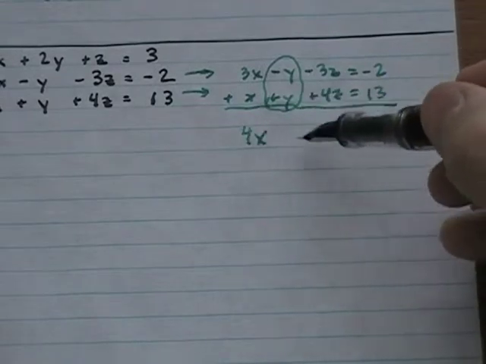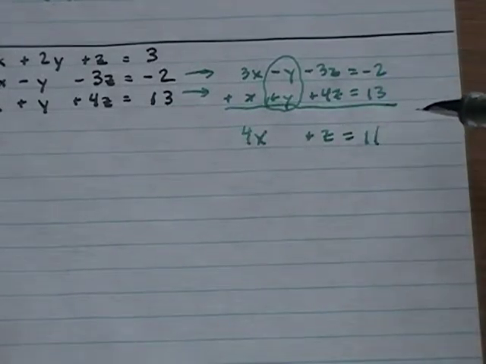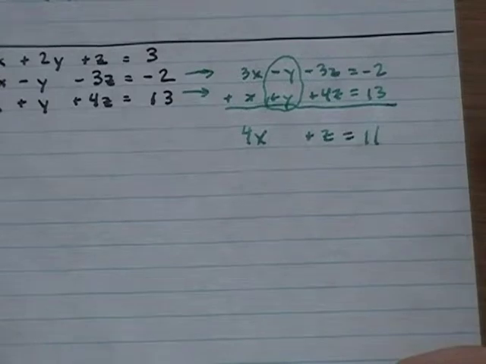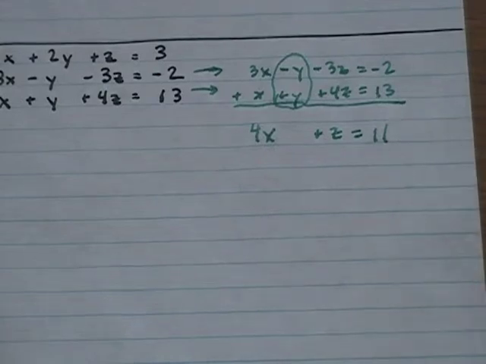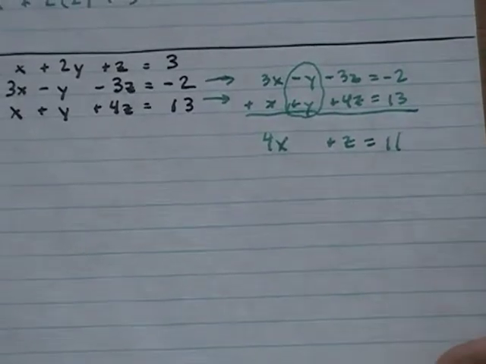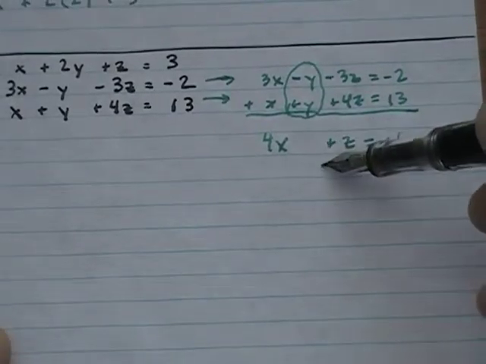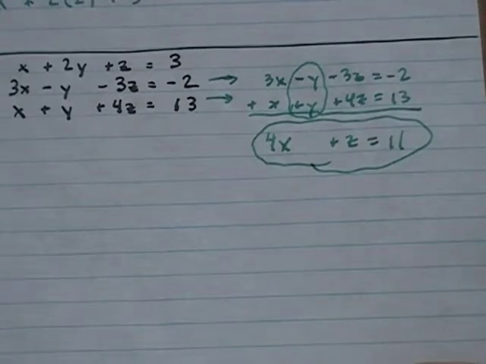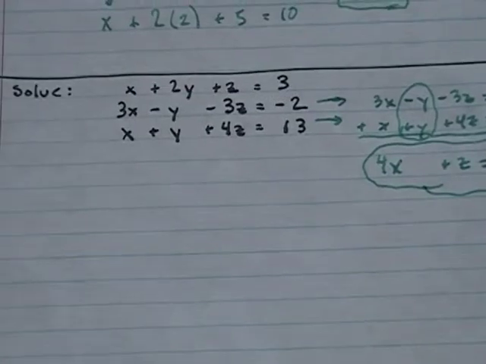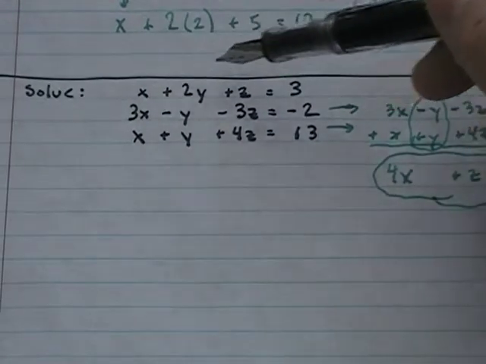And I get 4x plus z equals 11. Now I have a 2 variable equation. Okay? But to get a 1 variable equation, I need another one of these. So I say, okay, what else can I do? Here I've got, and I like to circle them, a 2 variable equation, and I circle it so I can find it in all of my work. Now I come back over here and I say, okay, what else can I do?